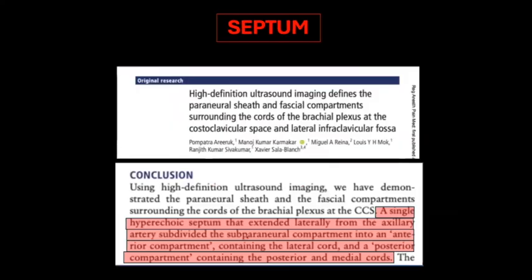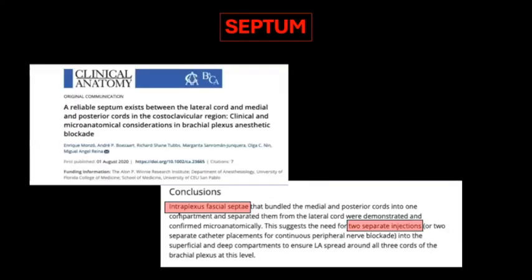Manoj Karmakar did research using high definition ultrasound imaging, and what they found: a single hypoechoic septum extends laterally from the axillary artery, dividing the compartment into an anterior compartment which contains the lateral cord and a posterior compartment containing the posterior and medial cord. It has a clinical significance.